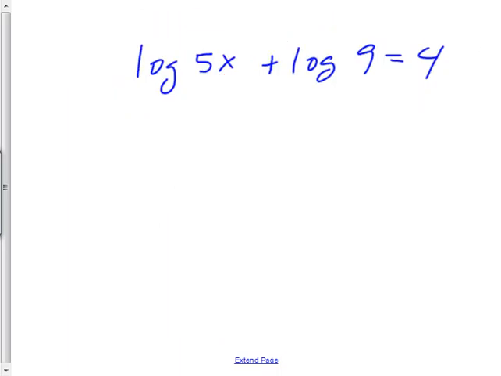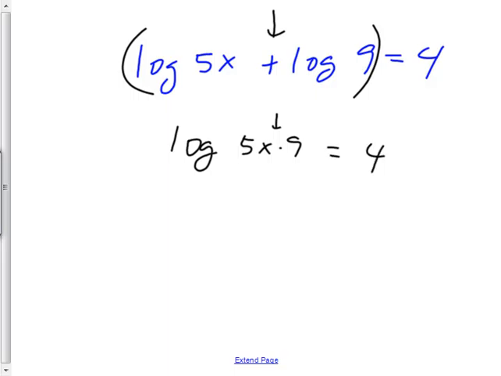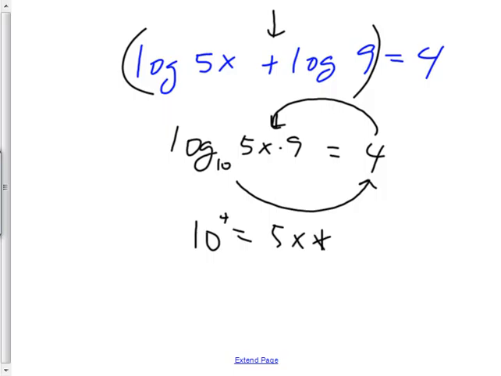Watch this next one. Here, we should do the same thing. Combine this part. Did you guys know to do that? And did you get log of 5x times 9? Good, because this is an add. That turns into a multiply. Equals 4. And now, what base is this thing? Welcome, base. No problem. Just find a spot. Base 10. So it's 10 to the 4th equals that stuff. 10 to the 4th equals 5x times 9.